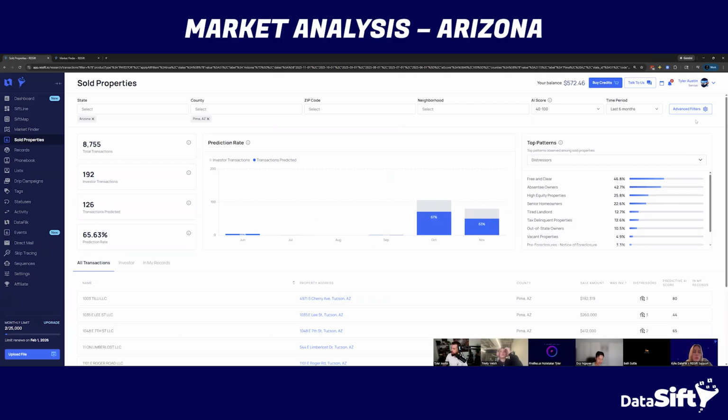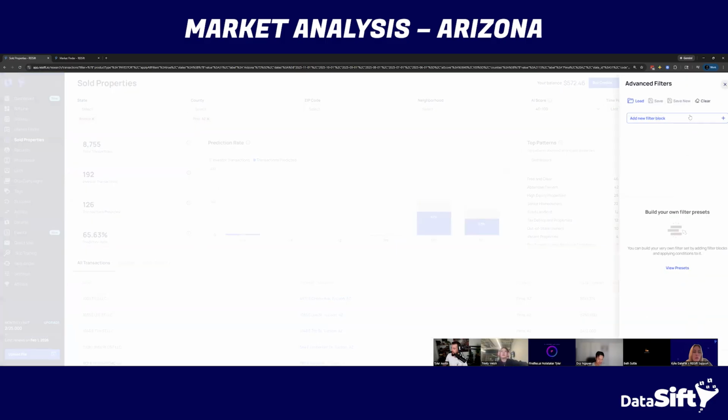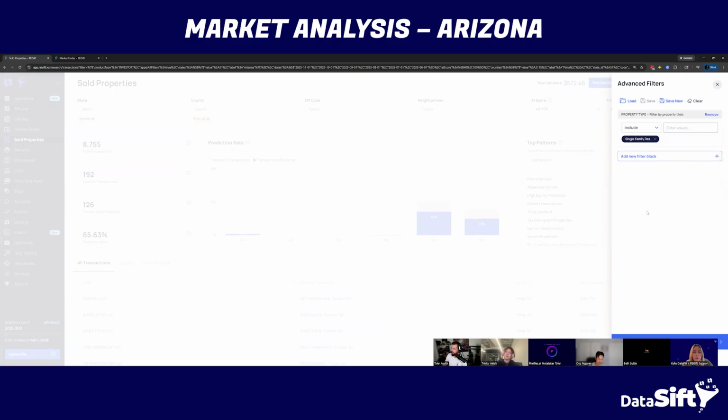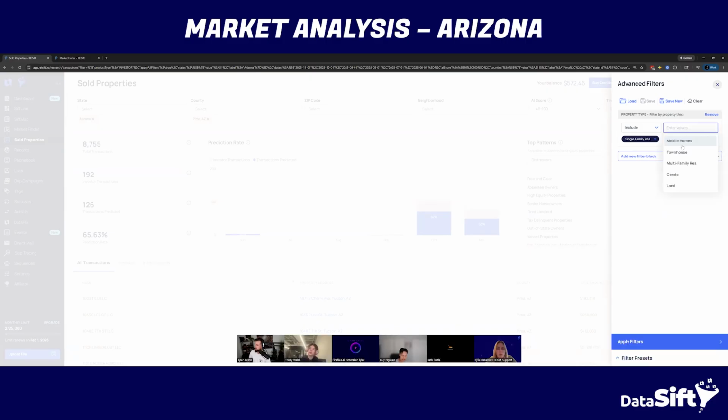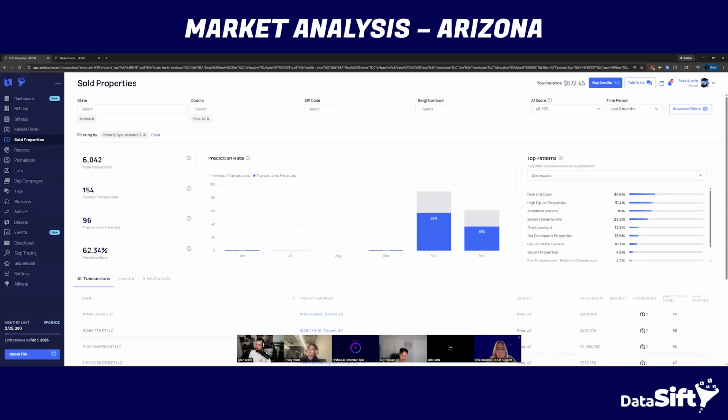So what I want to do right away is add my advanced filters, and I know that I only want to be looking at single family residences right off the bat. Actually, we ended up adding mobile homes and townhouses, so we'll add those, but we'll leave land out of the consideration here. I'm going to click apply, and you see our prediction rate went up a bit there. The prediction rate doesn't matter right now in any of what I'm talking about. I'm just referencing it because it is a good indicator to tell me investor activity to AI score. So I kind of lean on that AI model a bit.